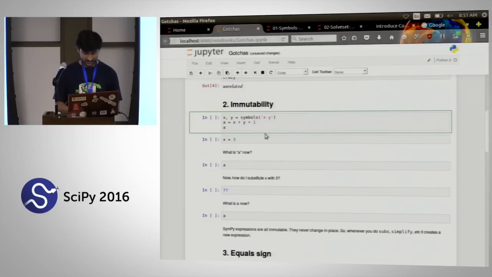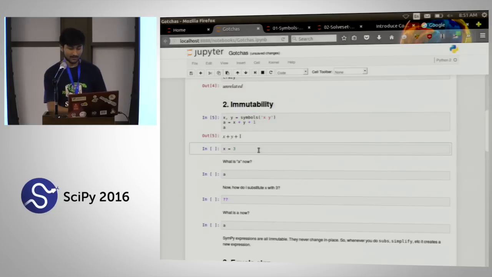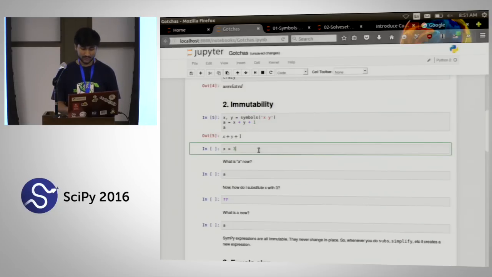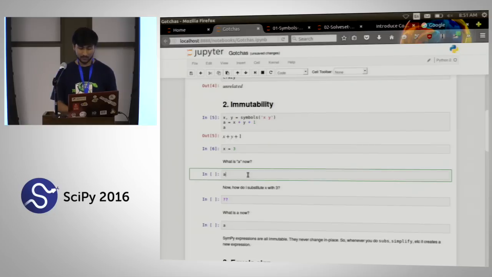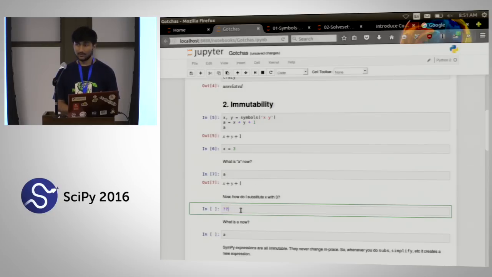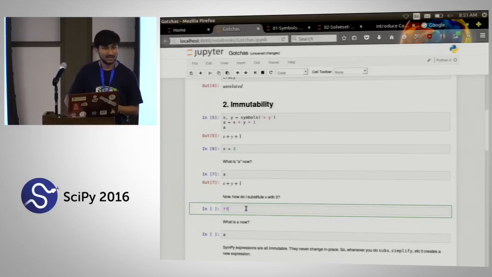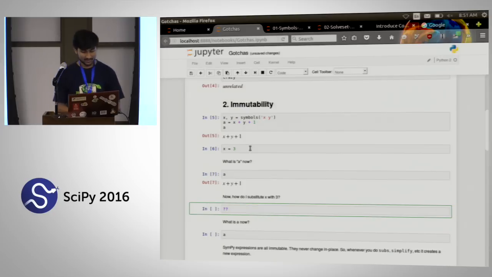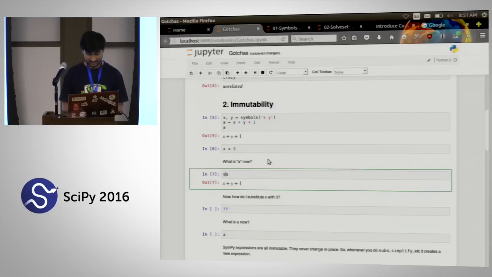So I'm defining a SymPy expression here, a, and I'm putting x equal to 3. So what do you think a would be? A would still be x plus y plus 1. So how would you substitute x equal to 3 in a? Sorry? No, it won't. So what are you saying? Simplify the expression a. No, it won't actually.